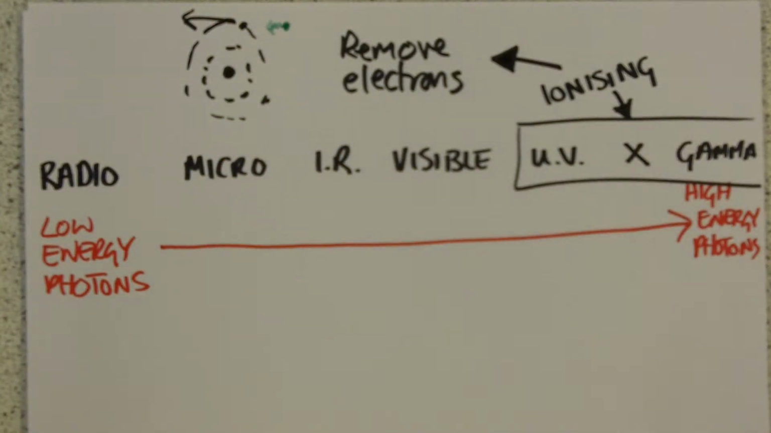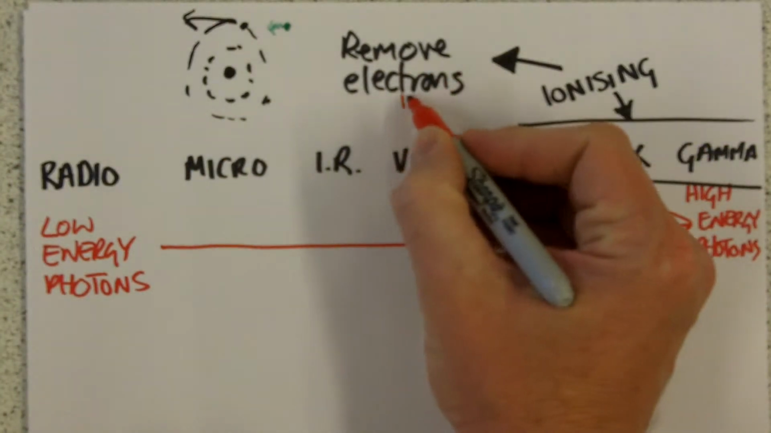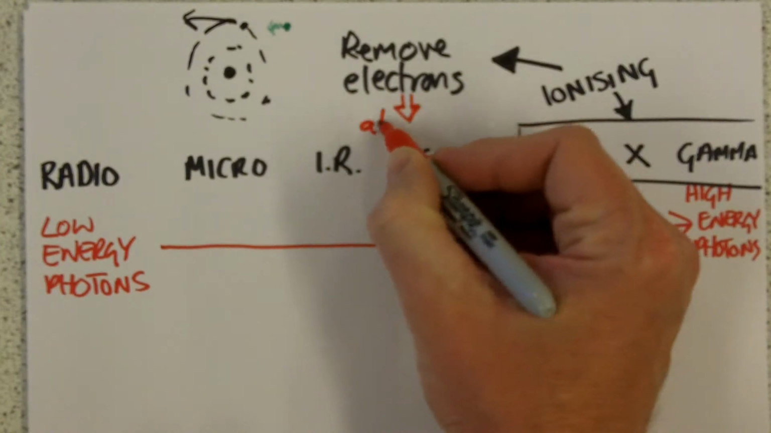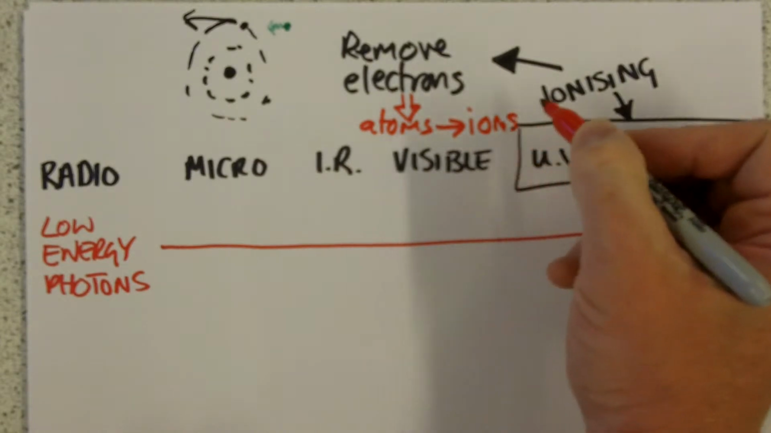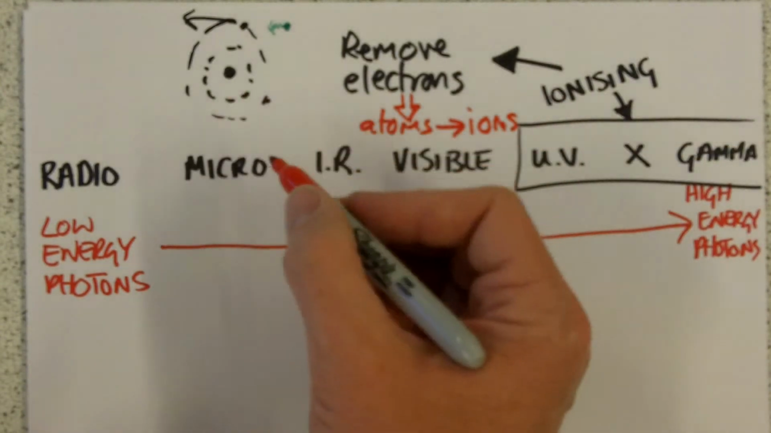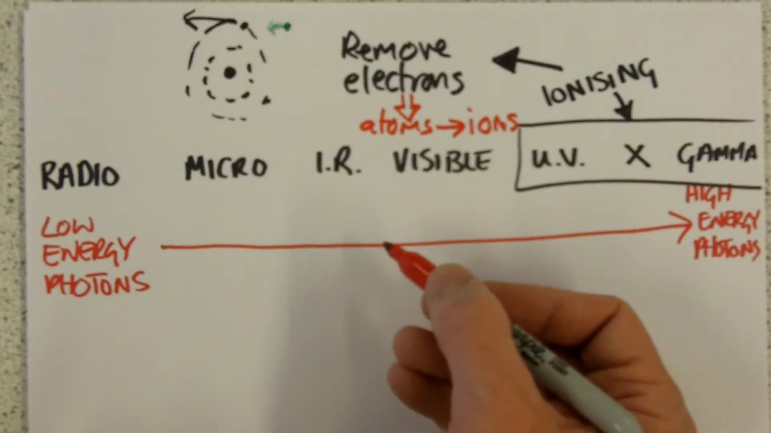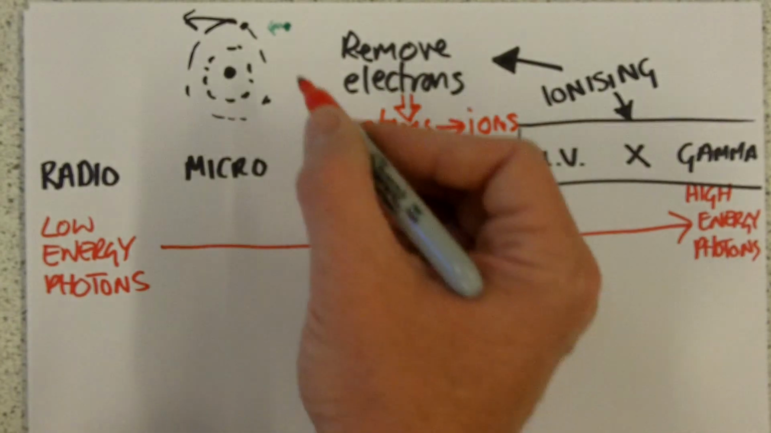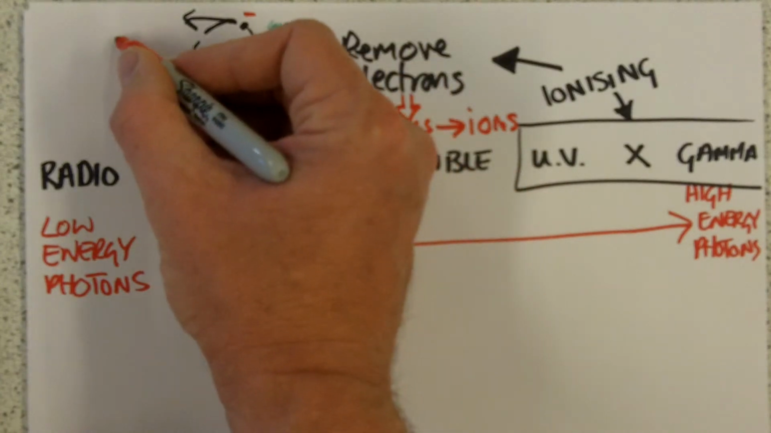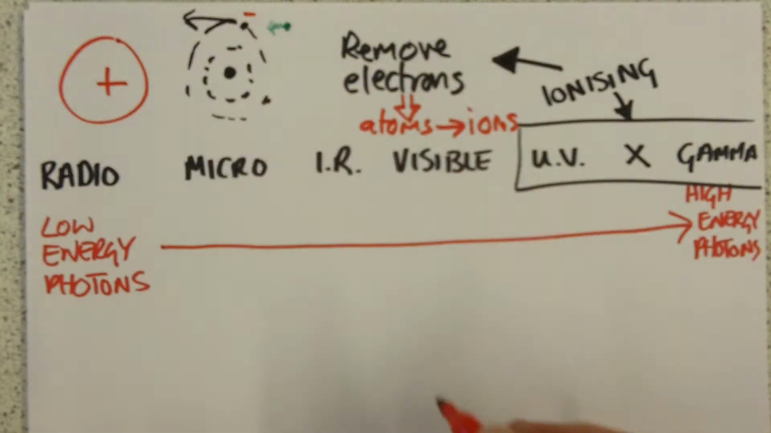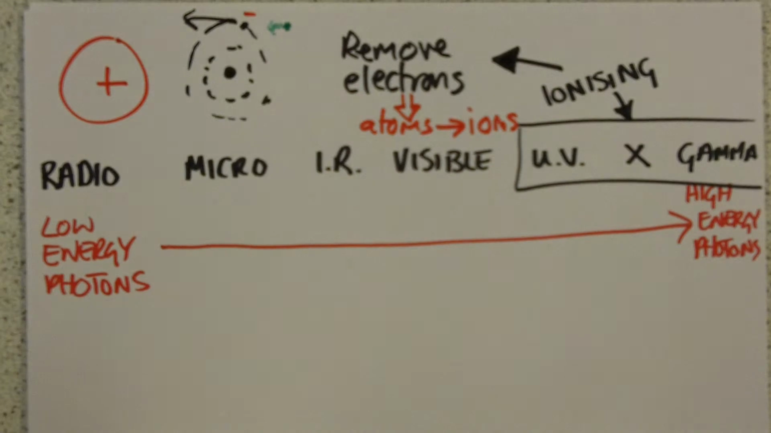So ionizing means to remove electrons, and that turns atoms into ions. An ion is simply the name given to an atom that's gained or lost electrons. In this case, it's lost an electron, and so it gains a charge. Electrons are negative, so if I lose a negative, what I end up with is a positive ion.